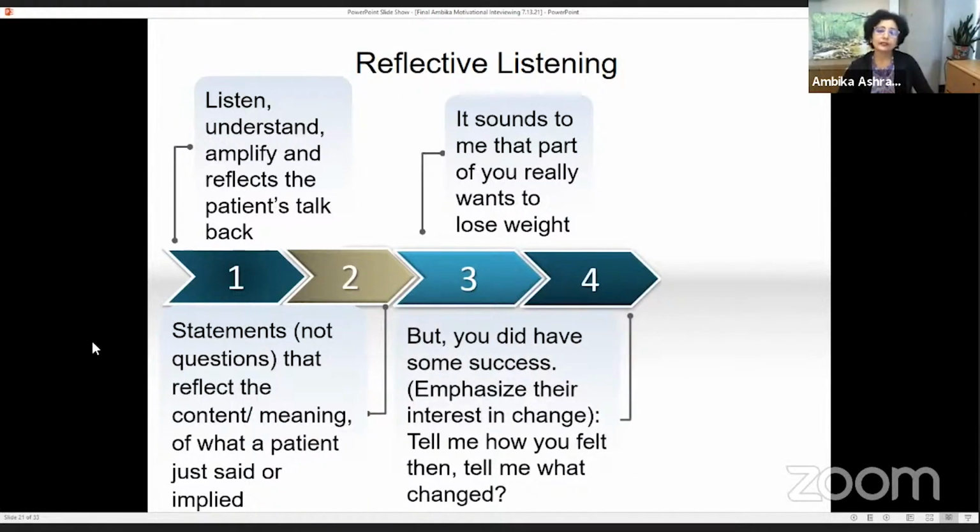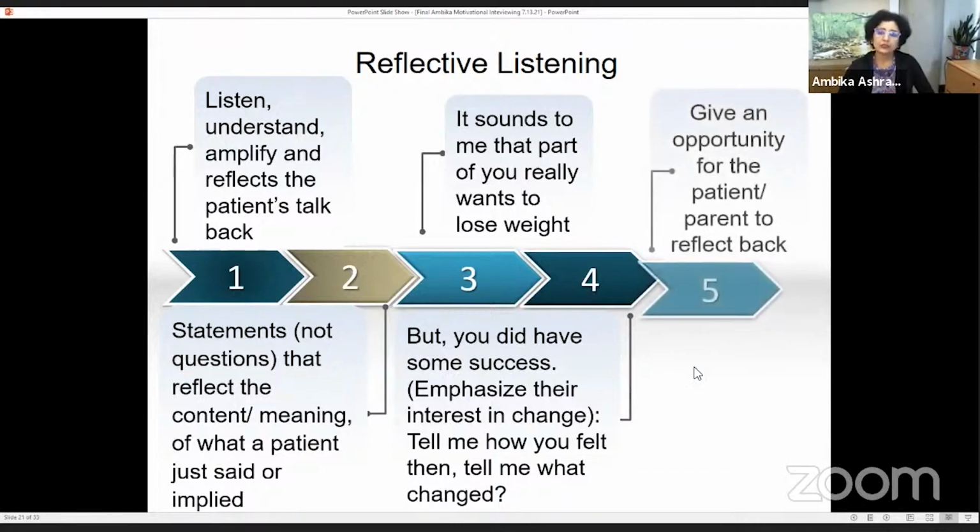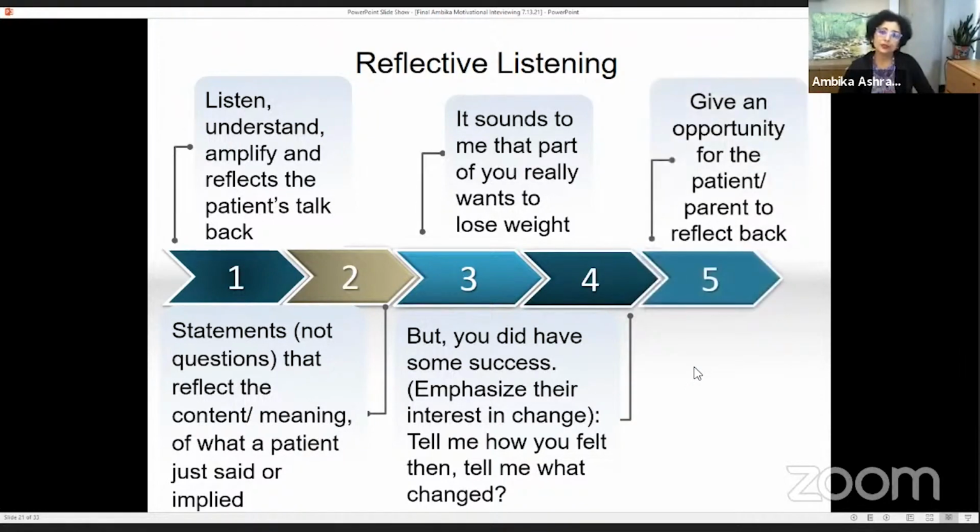We need to emphasize their interest in change. Tell me how you felt then. Tell me what changed. So this is also to give an opportunity for the patient or parent to reflect back.